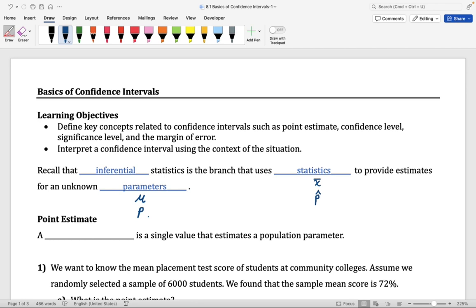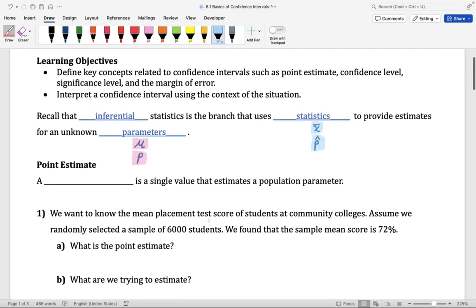We can use statistics to estimate unknown parameters. Why do we do this? Because in most cases, it is almost impossible to study the whole population. It's impossible to study the whole population to find mu, to find p. That is why we use X bar and p hat to estimate those parameters. So that is the idea here.